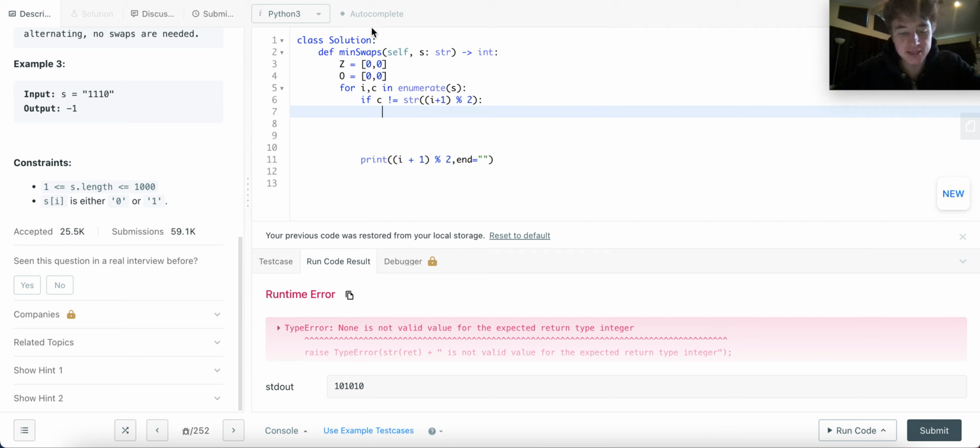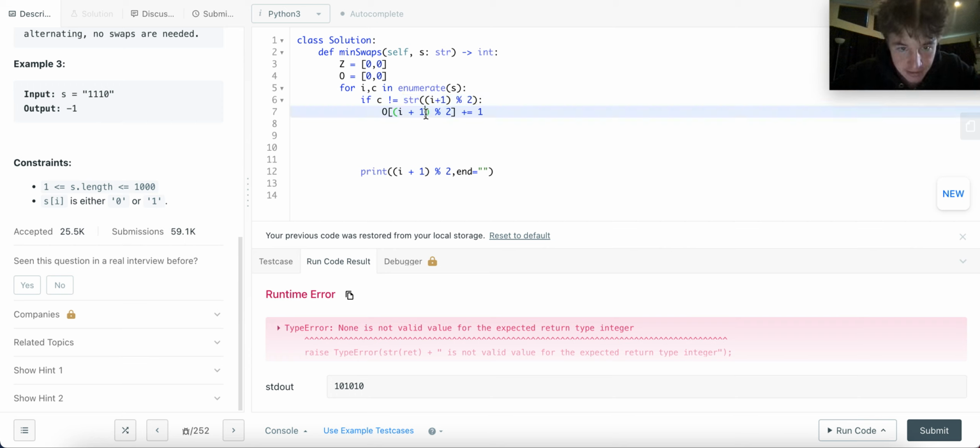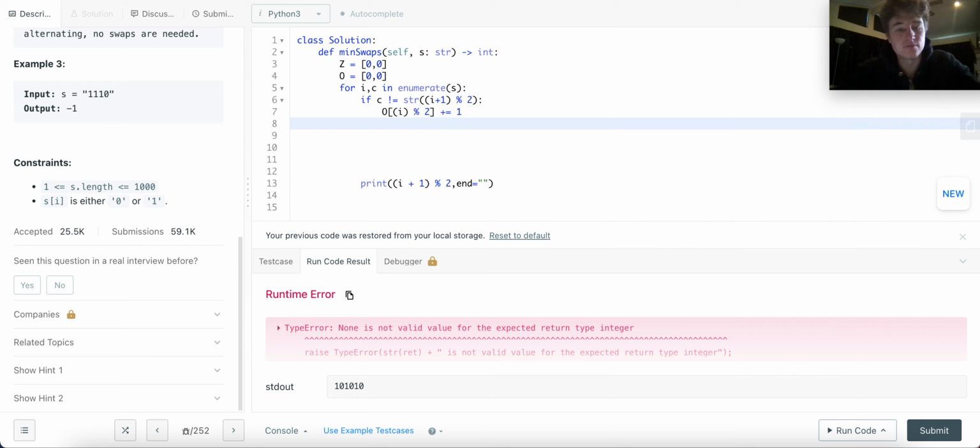Then this would be the starting at 1 index, and we'd say 1 at I plus 1 mod 2 plus equal 1. Which basically means that, okay, one of them is going to need to change places, right? If it's a 0 and it's supposed to be a 1, then the 0, or it doesn't really matter because you could do this so many different ways, but I'm just going to do it like that. All right.